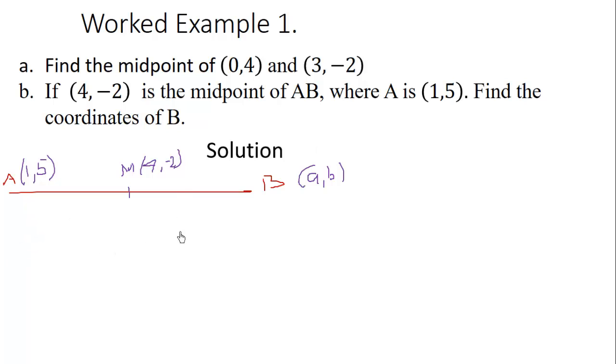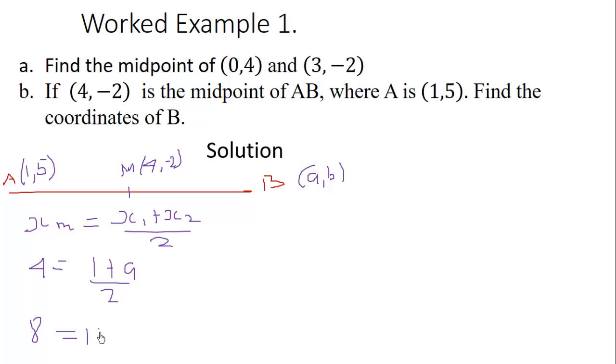Then we know that x of m is supposed to be equal to x1 plus x2 over 2. Then our x of m now, which is 4, is now equal to x1, which is 1, plus a over 2. So we have 8 equal to 1 plus a. So we have our a to be equal to 7.